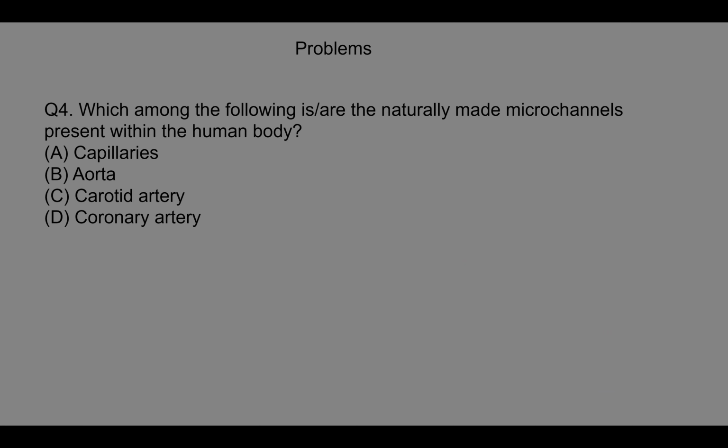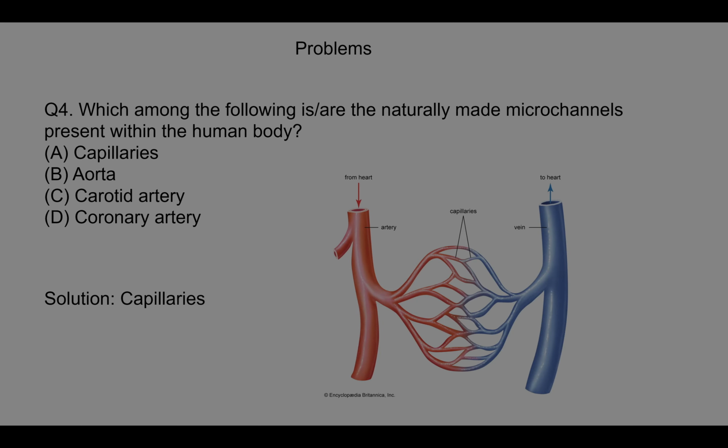Then we'll go to another problem where we can see which among the following is a naturally made microfluidic micro channel present within the human body. So the correct answer is capillary here. It is present in the middle of the artery and vein. These are the capillaries.